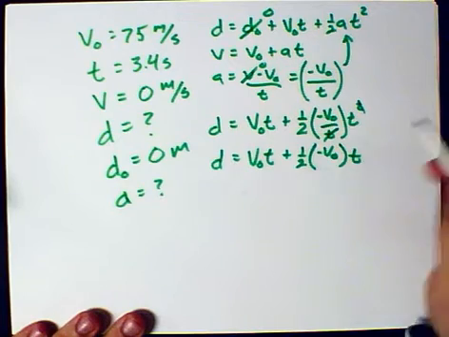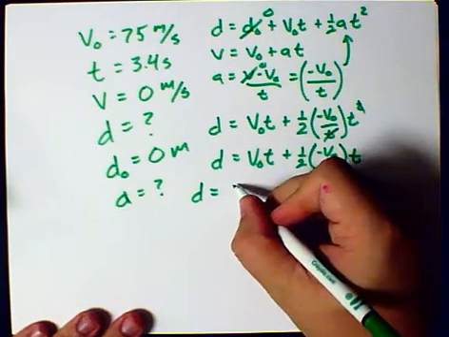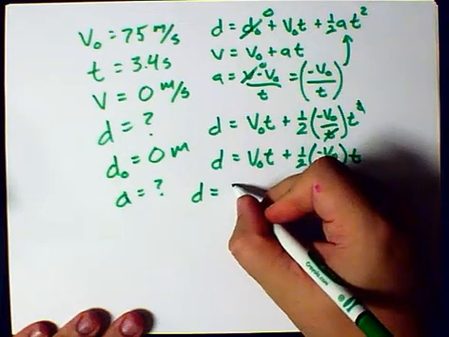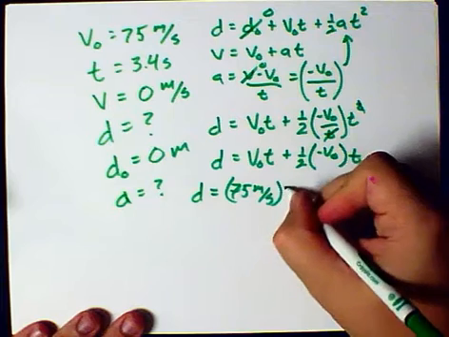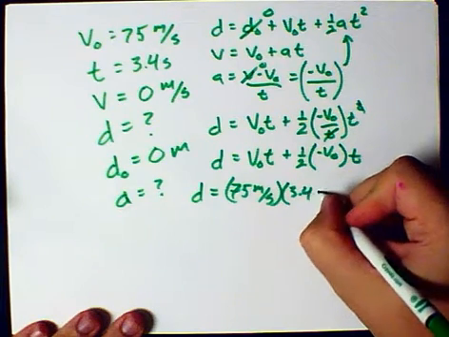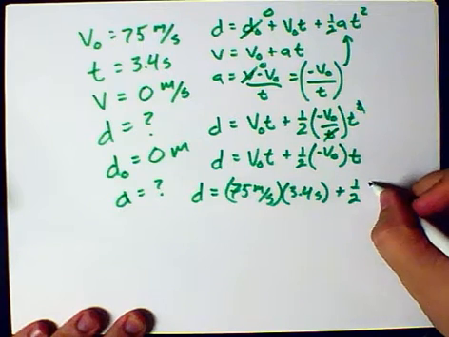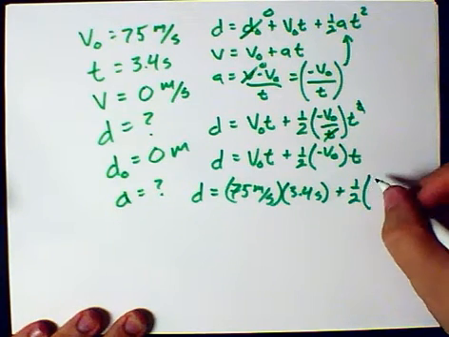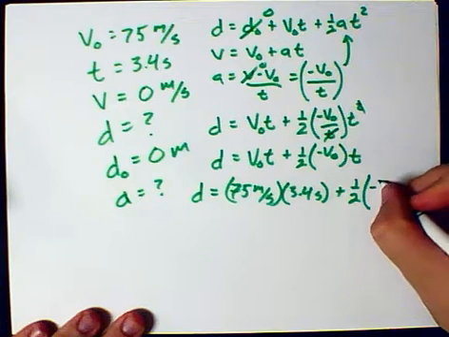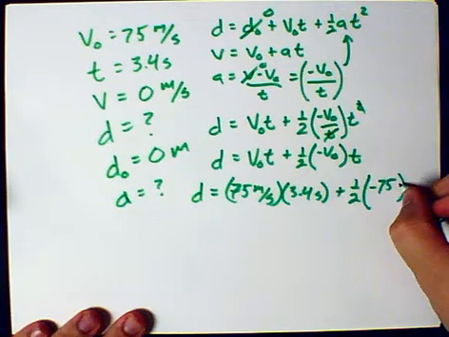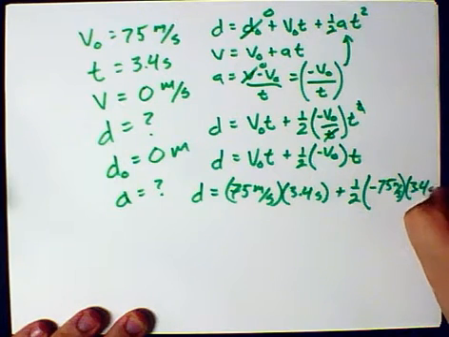Alright, so now let's plug in my numbers. D equals, my v naught is 75 meters per second times 3.4 seconds plus 1/2 my negative v naught, which was 75 meters per second times 3.4 seconds.